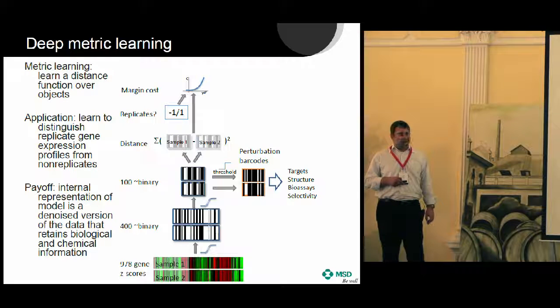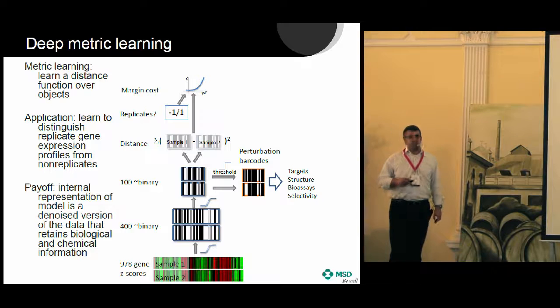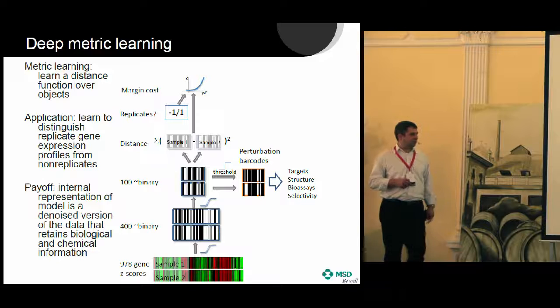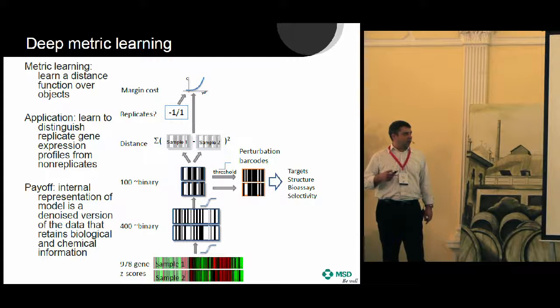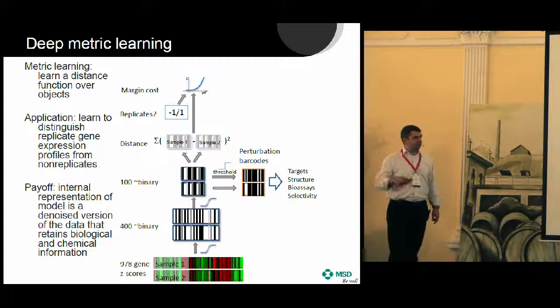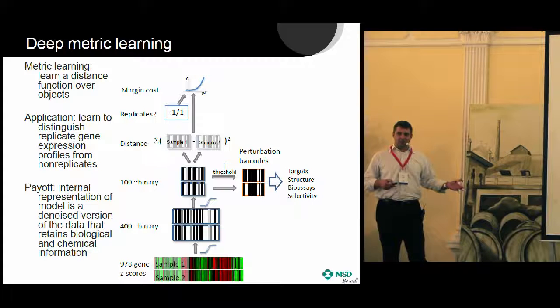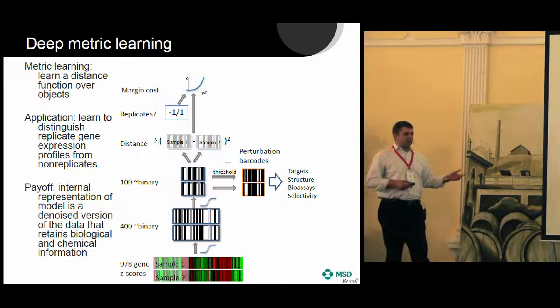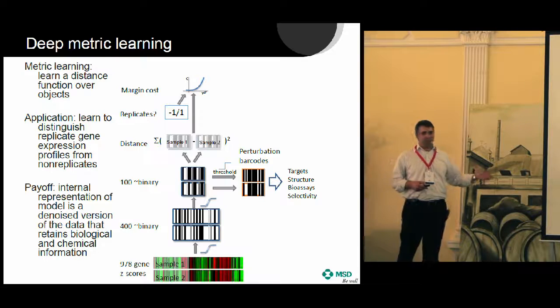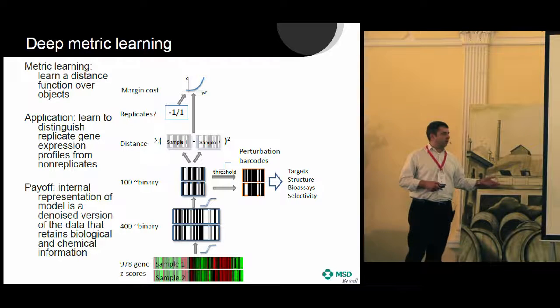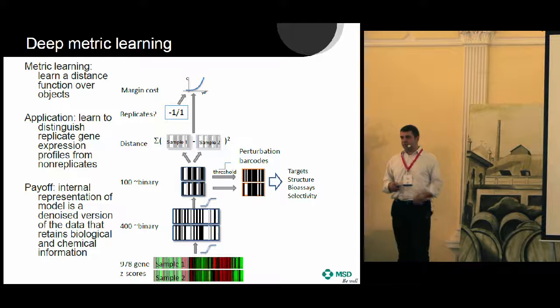They're almost binary, but you can make them binary by thresholding them. And so now you have a 100-bit vector that represents the information in this 1,000-dimensional continuous sample. And what I'm going to try to convince you of in the following slides is that this does an actually better job than the original data of not only representing what's replicate and what's not, but giving you information about the target of the compound structure, as well as activity across other assays and specificity versus promiscuity.